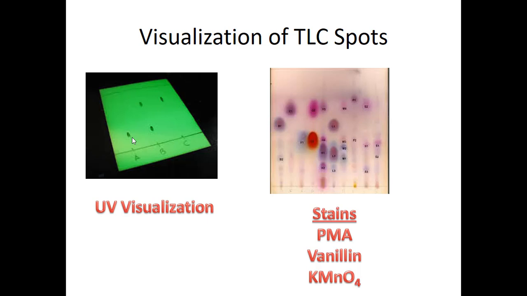All right, you can also visualize chromatography paper. You can visualize TLC plates using UV visualization. You can also visualize using different stains like phosphomolybdic acid or PMA, or vanillin, or potassium permanganate. In the case of this paper chromatography experiment, we're actually going to visualize using ammonia vapors, and we're going to talk about that shortly.